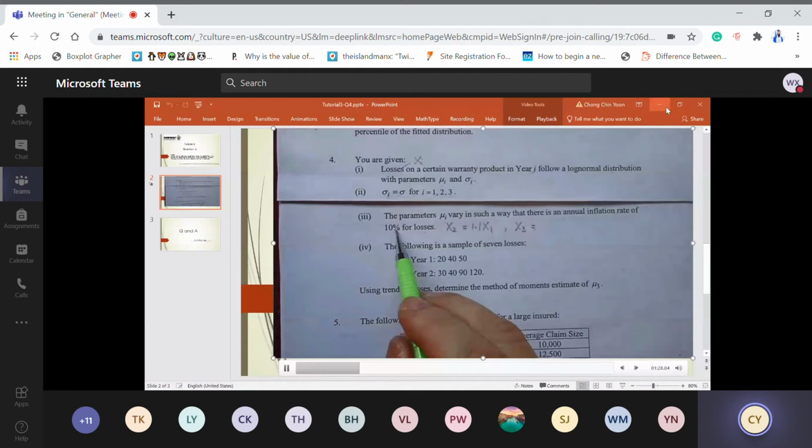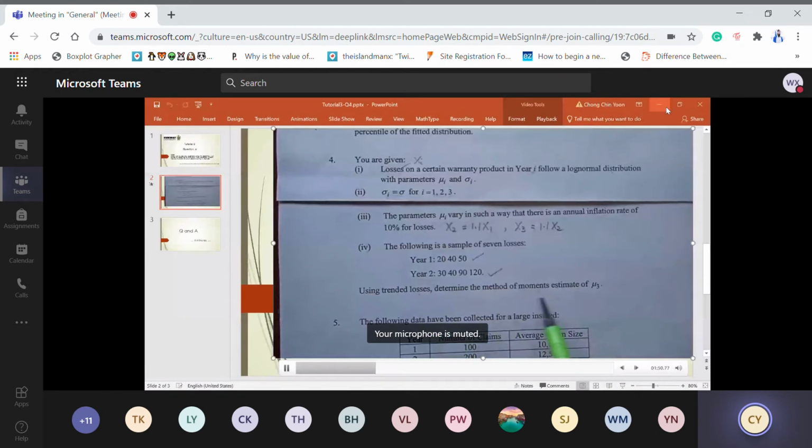And next, the following is a sample of 7 losses. So this is the data from year 1 and this is data from year 2. Using trended losses, determine the method of moments estimate of mu3. That means this is referred to year 3. So based on the information given above here, we have to estimate the mu3 of year 3 by method of moments.